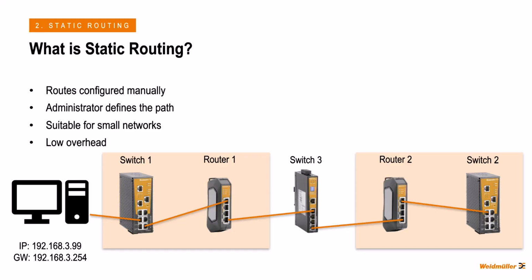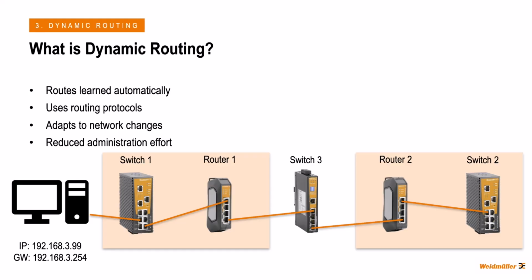Static routing means that routes are configured manually by the network administrator. The administrator tells the router exactly where a destination network can be reached. In our example, the router from the first network must know that the network 192.168.6.0 can be reached through the router from the second network. Accordingly, the router from the second network has to know that the network 192.168.3.0 can be reached through the router from the first network.